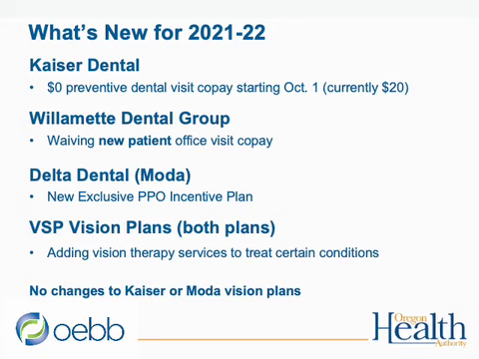A few dental and vision enhancements for the 2021-22 plan year. Kaiser Dental will include no copay for preventive dental visits. Willamette Dental will waive the office visit copay for any member who has not yet seen a Willamette Dental provider. So that could be someone who has just switched to Willamette Dental, or it might be someone who's been enrolled a long time and just hasn't been to the dentist.